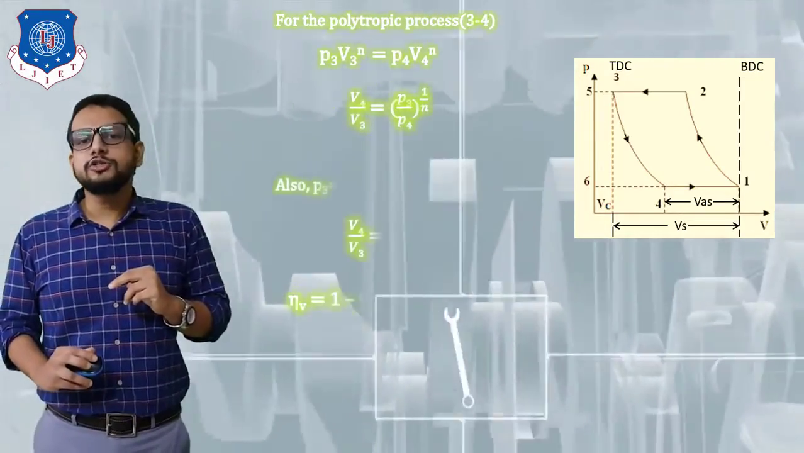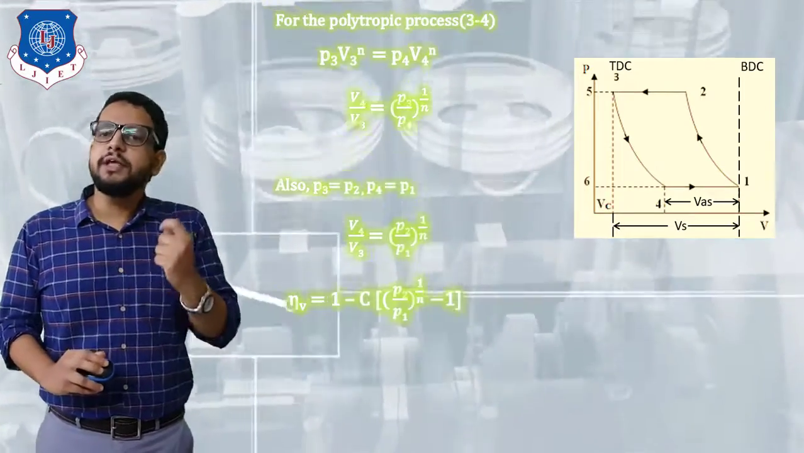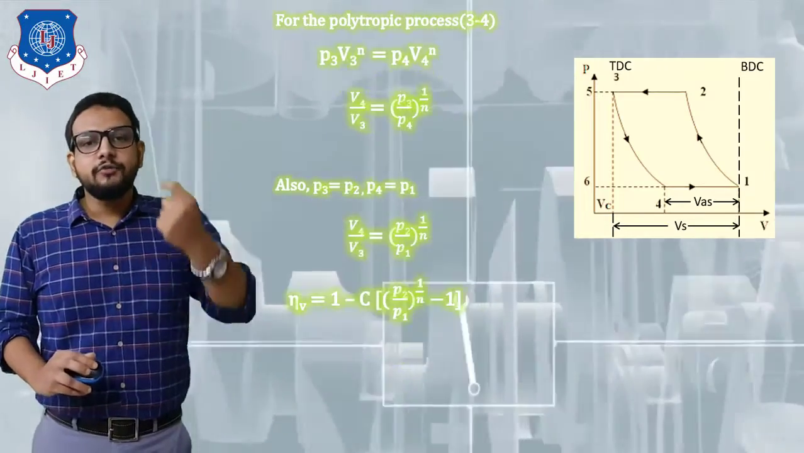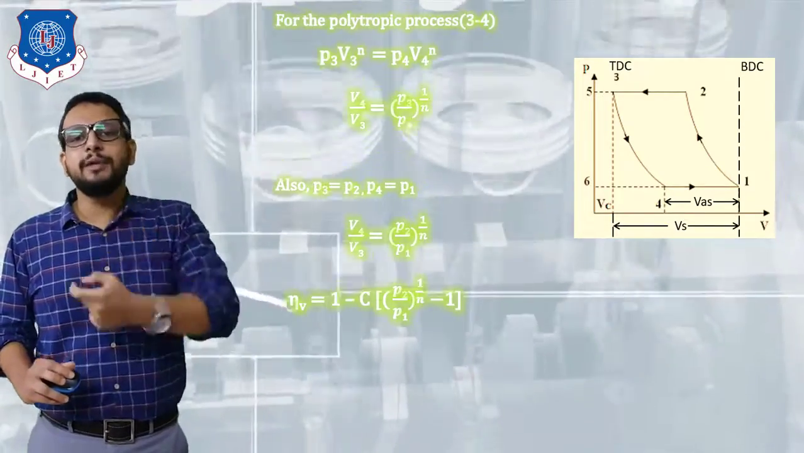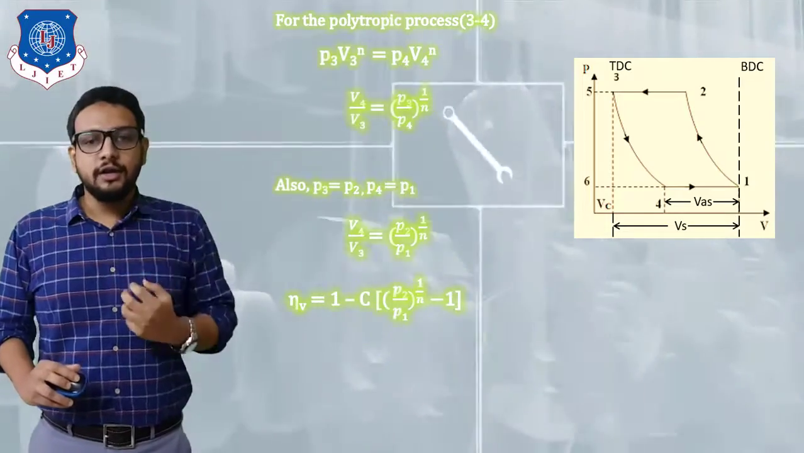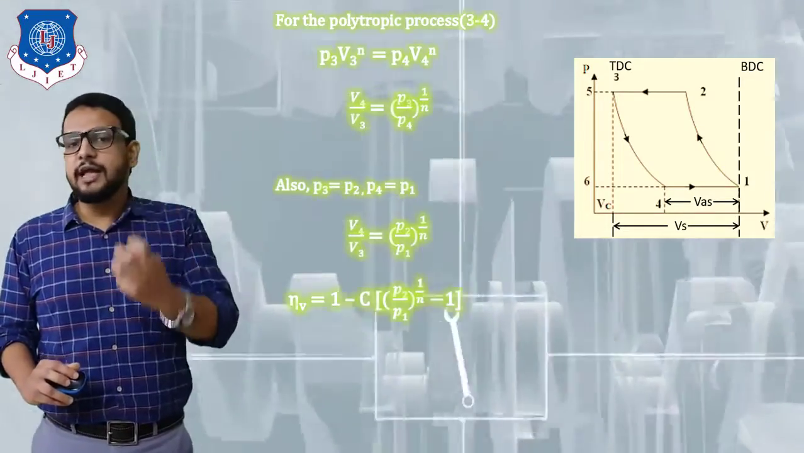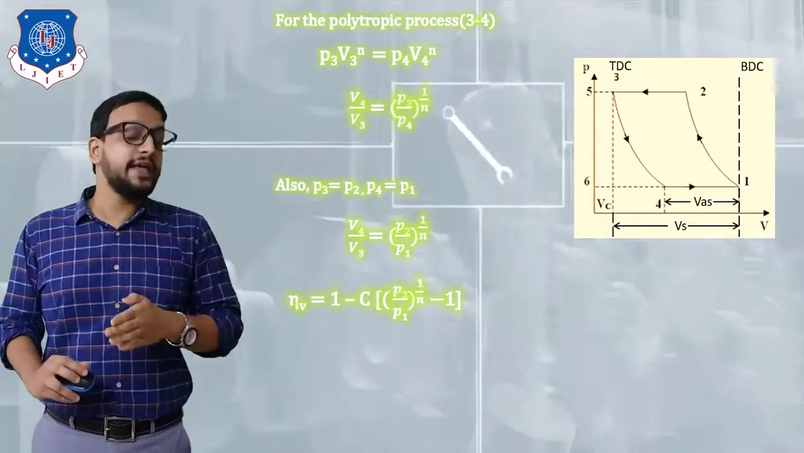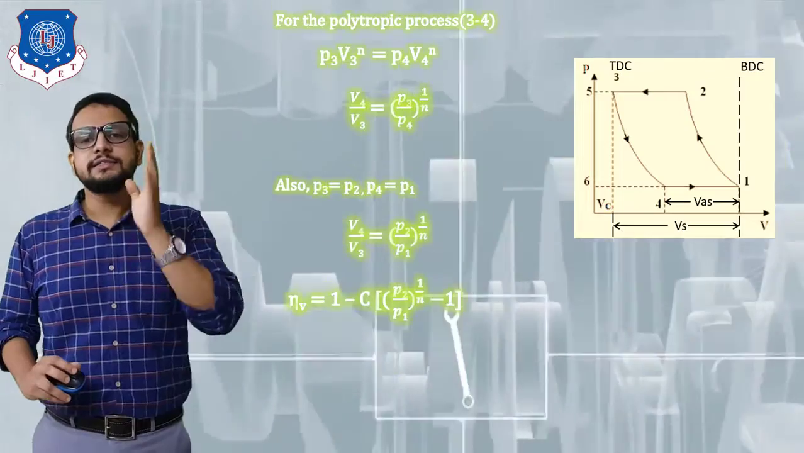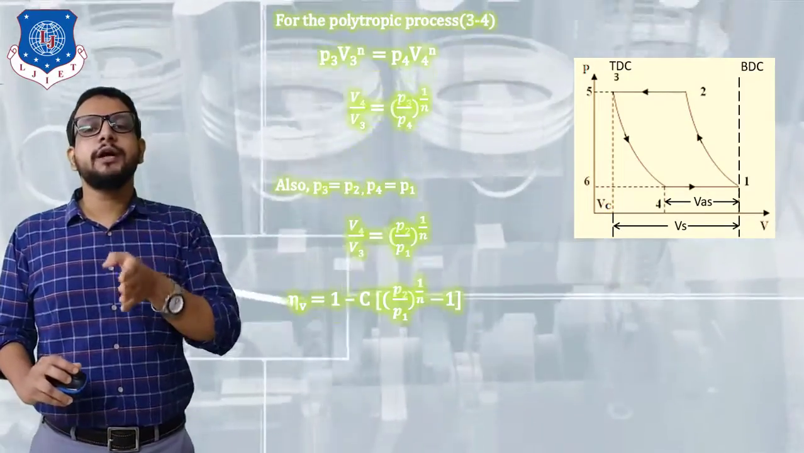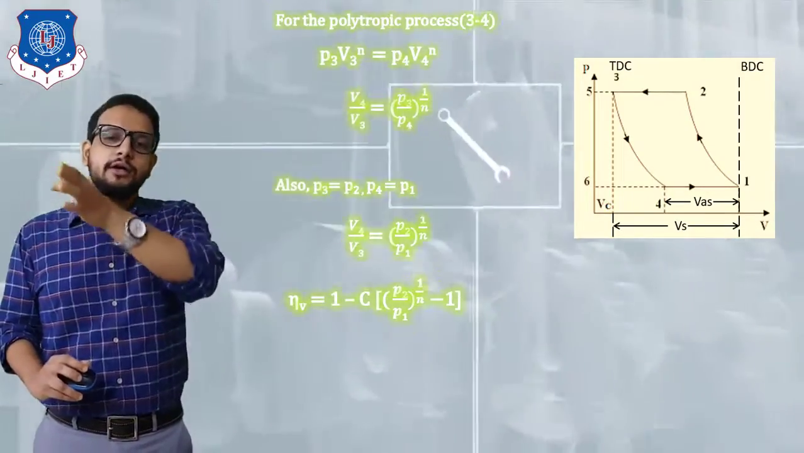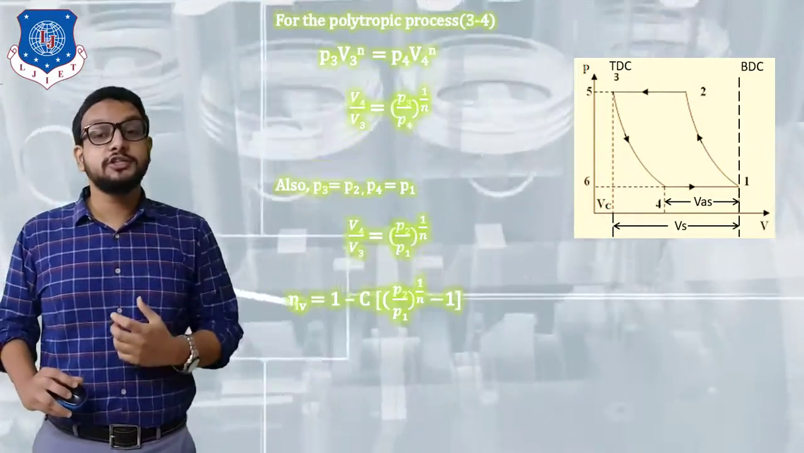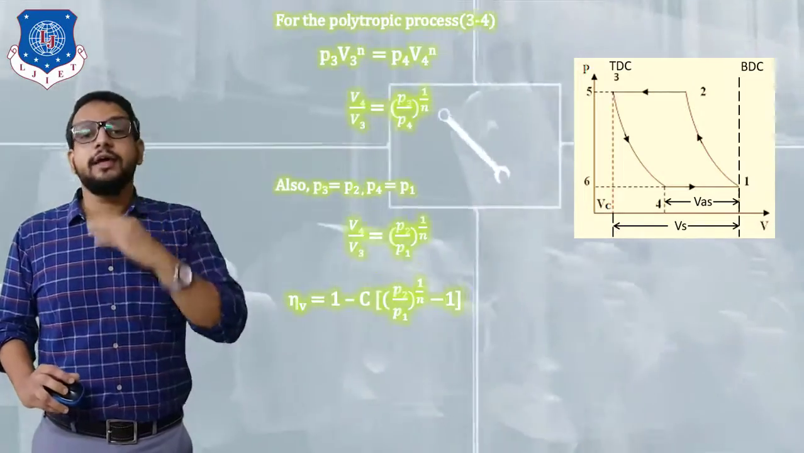Further, we also know from the diagram that P3 is equal to P2 and P4 is equal to P1. So directly we can write V4 by V3 is equal to P2 by P1 raised to 1 by n. Now this value of V4 by V3 can be directly substituted in our equation of volumetric efficiency. So we can write eta V is equal to 1 minus C, in a bracket, P2 by P1 raised to 1 by n minus 1. So this is our final equation of volumetric efficiency. This is the most important derivation which is usually asked in your examination.